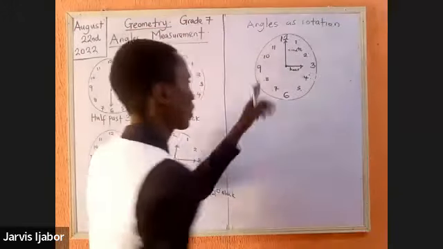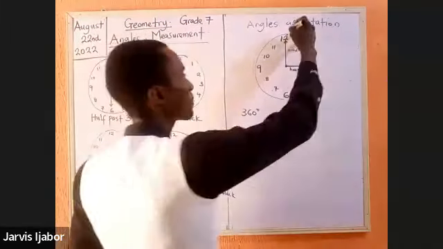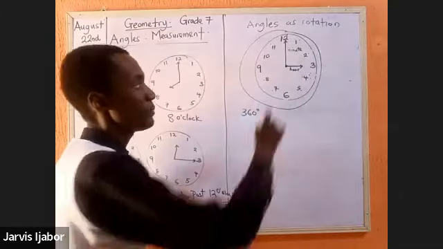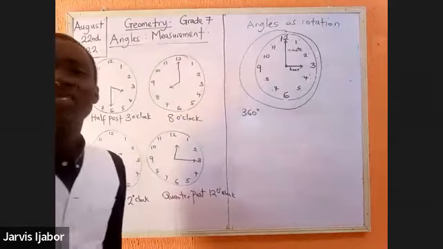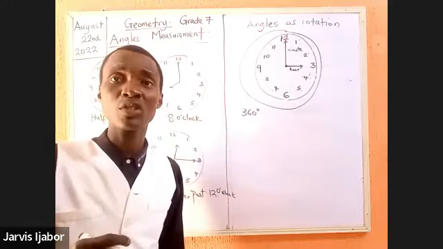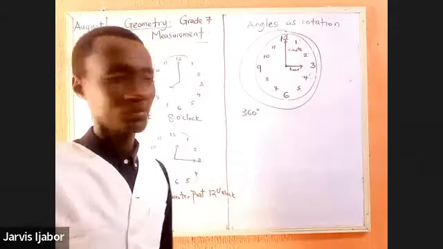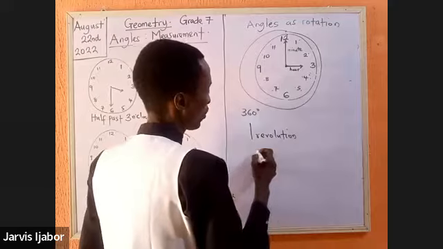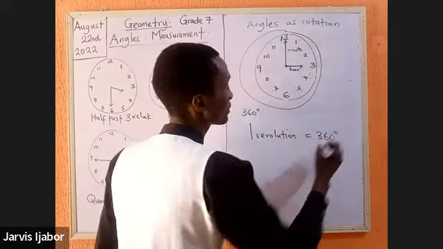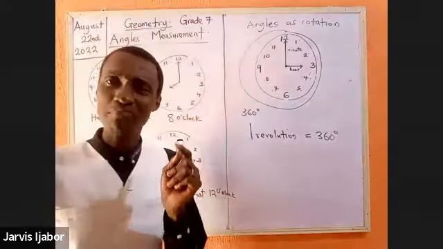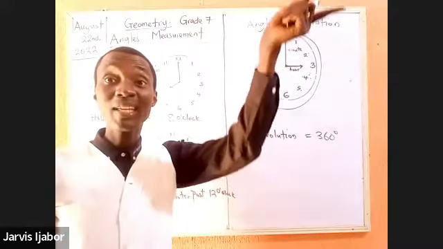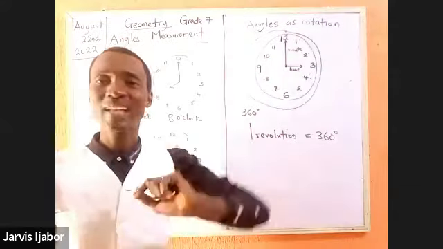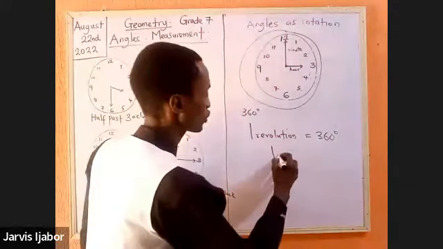Now, let's go back to our clock. If we start from here and we move round this clock, the minute hand moves round the clock. What the minute hand has succeeded in doing is to complete what is called 1 revolution. So 1 revolution will be equal to 360 degrees, and the revolution is completed by the minute hand. So when the minute hand moves round, it has completed one revolution. And that is 360 degrees. So we can write this for short.